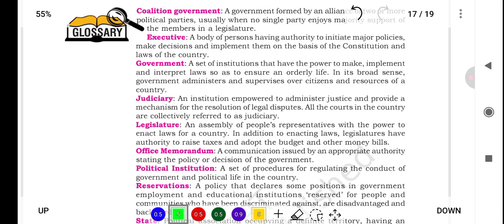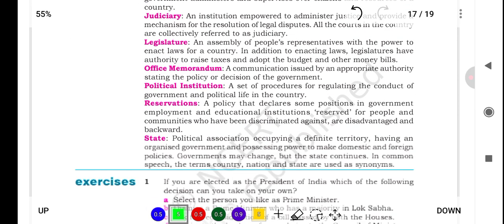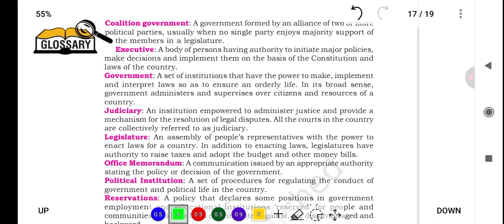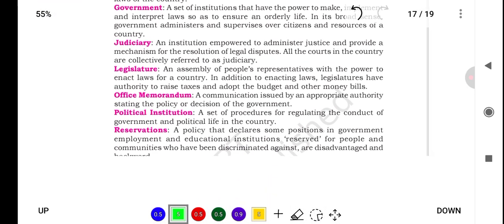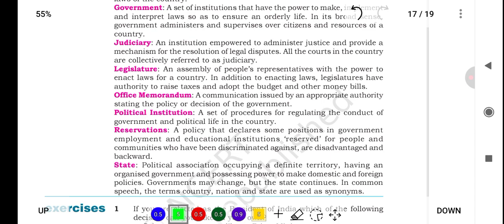Okay, so coalition government, executive government, judiciary, legislature, whether you understand or not, that is not a reason to stop reading this. So you just continue with this. The glossary section is the most important part of this chapter, so please do read it. Though it may seem tedious at first, when you get used to it, it will be very smooth, or you can say a cakewalk for you.